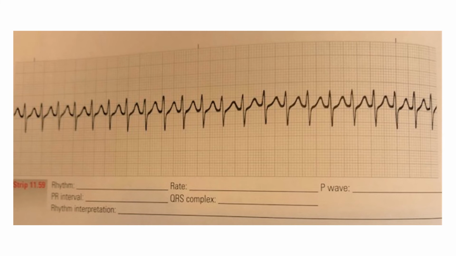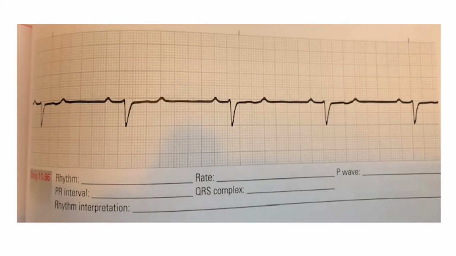So what do you do for SVT? Again, determine if this patient is stable or unstable. If they're stable, you can do vagal maneuvers and attempt adenosine 6 milligrams IV push. And if that doesn't work, you can use 12 milligrams IV push very rapidly. If the patient is unstable, you want to synchronize cardiovert as soon as possible. Again, first determine if the patient is stable or unstable.